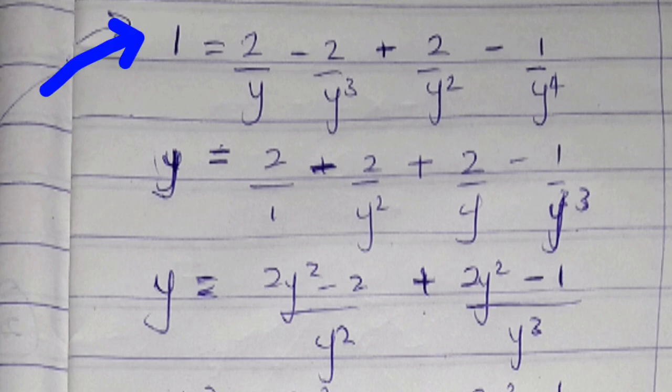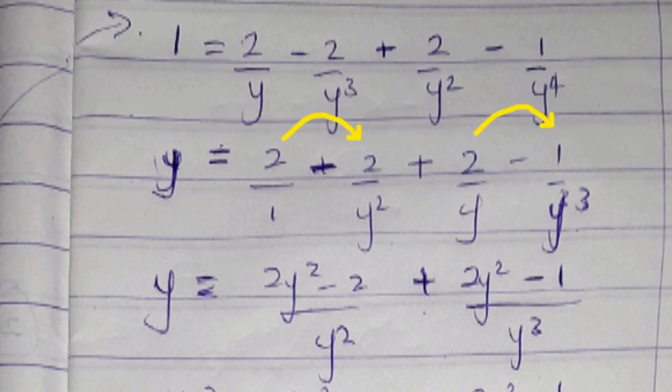Now in this, I start from the point where I have 1 equals 2 over y minus 2 over y cubed plus 2 over y squared minus 1 over y raised to the power 4. At that point, I factorize y out from the denominator and I cross multiply. So I have y equals 2 over 1 minus 2 over y squared plus 2 over y, then minus 1 over y cubed. From there, y is equal to 2y squared minus 2 over y squared.